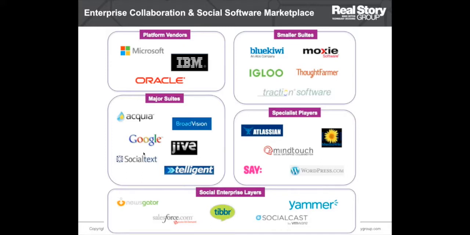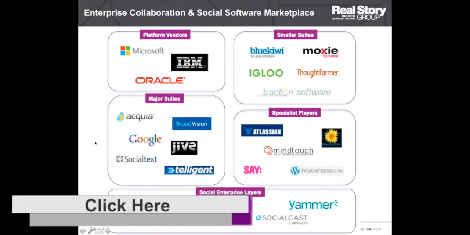Then you have major suites and smaller suites, traditionally a pretty happy place in the marketplace, maybe not always the largest firms, although Google obviously is very large, but they have been relatively successful in terms of bringing social collaboration capabilities to market and innovating very quickly. Specialist players, typically around wiki and blog services. And there's an emerging segment that I'll talk about a little bit later, around this whole notion of social enterprise layers, to layer on top of your existing platforms.